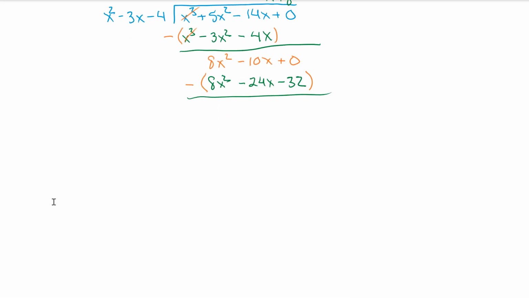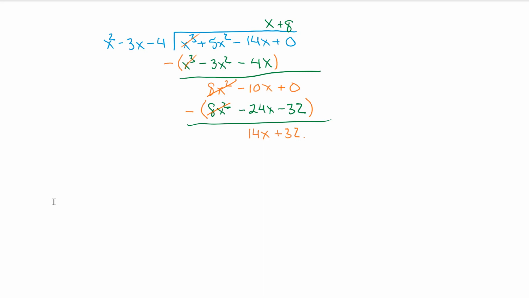I'm going to distribute that negative over each of the terms. That'll give me 8x squared minus 8x squared, those cancel. I'm going to have a minus 10x minus a minus, oh, that's going to give me a 14x. And then I'm going to have 0 minus a minus, which is going to be plus 32. Well, at this step, the question is, can I put anything here, like a coefficient, to multiply x squared by to make it look exactly like x? Well, no, I'm done.